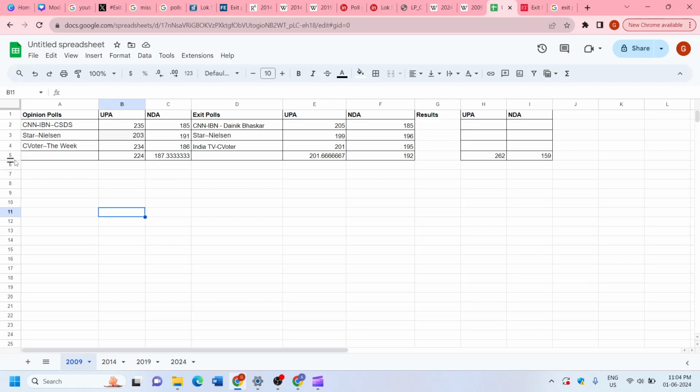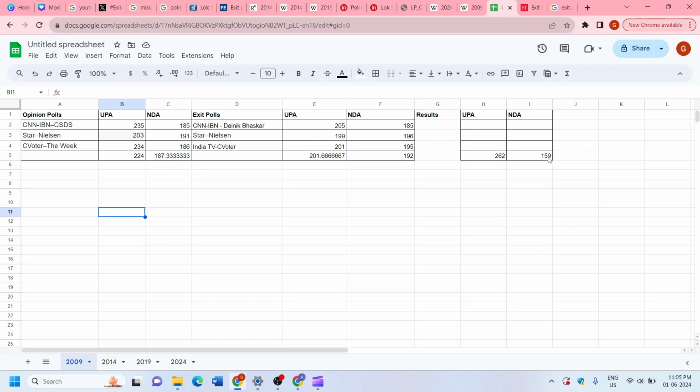For Star Nielsen and C Voter, it was similar. They gave the UPA more seats in the opinion polls than in the exit polls. The average for the opinion polls was 224 to the UPA and 187 to the NDA, and 201 to the UPA and 192 to the NDA in the exit polls. And what were the results? UPA got 262 and NDA got 159.